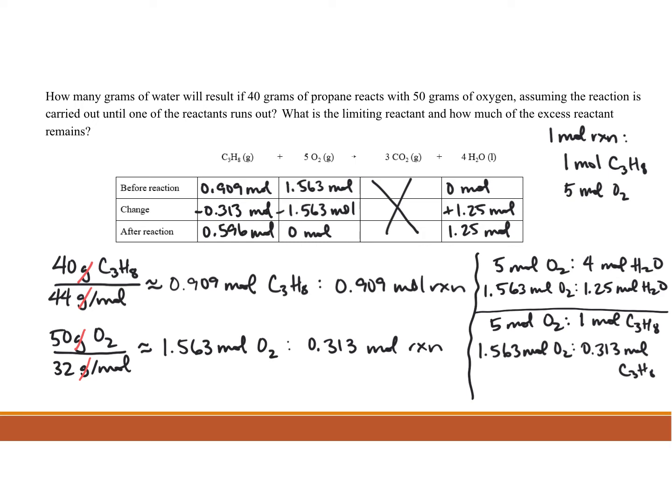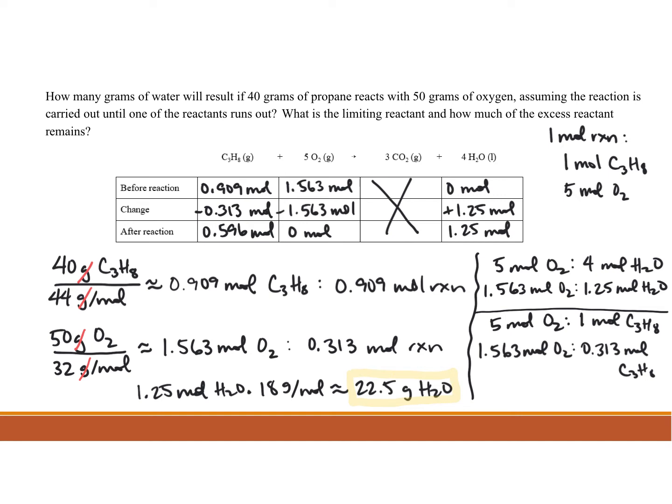So to answer the question, how many grams of water will result if you have 40 grams of propane and 50 grams of oxygen? You're going to take that 1.25 moles of H2O and multiply it by the molar mass. So we say 1.25 moles of H2O times the molar mass of 18 grams per mole, and that's going to give you 22.5 grams of H2O. And that would be your final answer to that part of the problem.